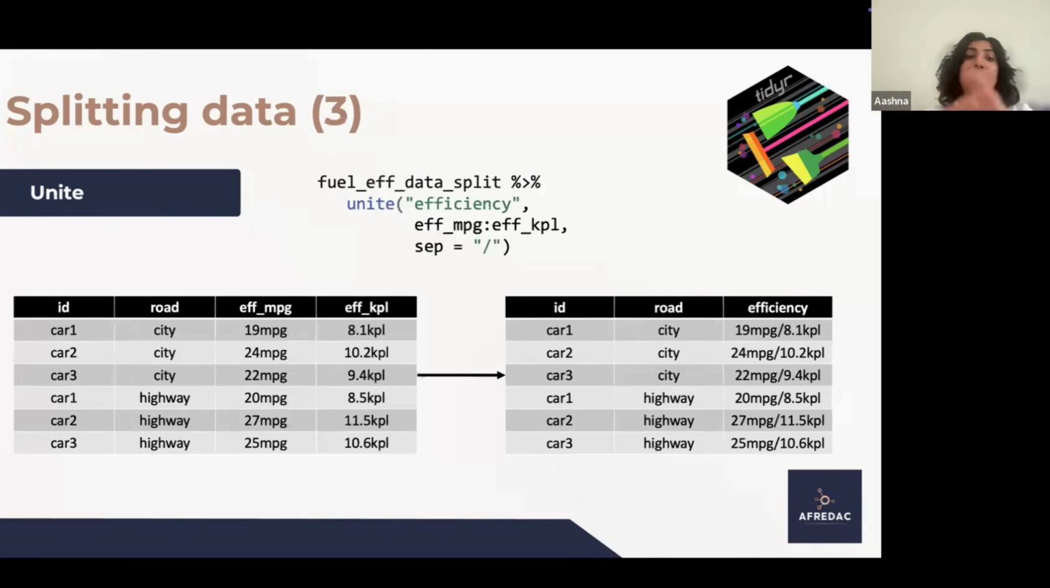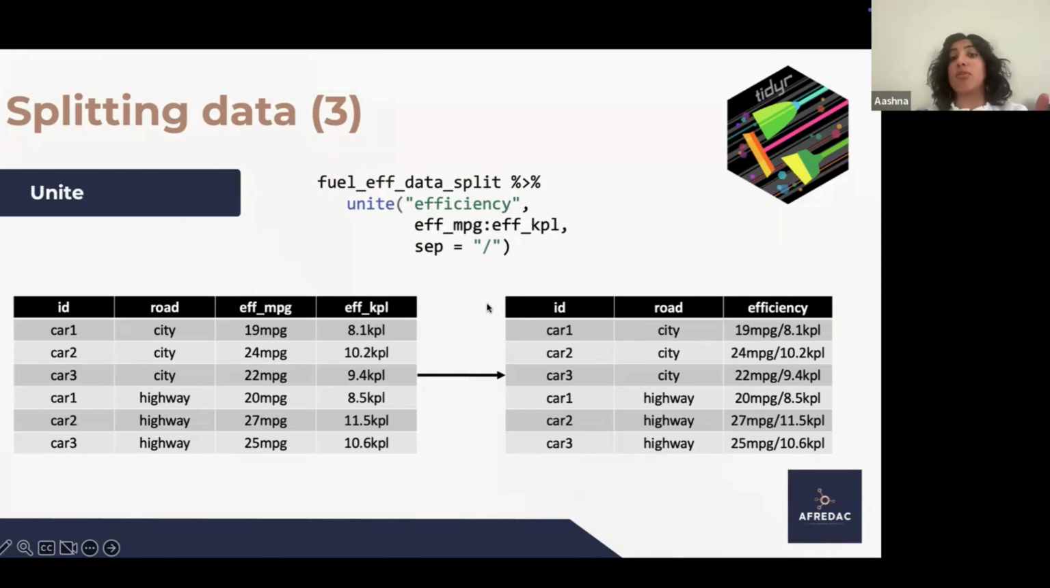Similarly, in the previous two examples, we saw how to separate different values in a data set. You can also quite easily unite them. So for example, if I want fuel efficiency to appear under one column name rather than two, I can use this unite function. Again, you can see efficiency is in quotation marks because I'm creating a new column called efficiency. Efficiency doesn't yet exist in this data set, and I'm creating it going from EFF_MPG. This colon over here just specifies which column I'm starting at and which column I'm ending at. So over here, I'm starting at EFF_MPG, ending at EFF_KPL.